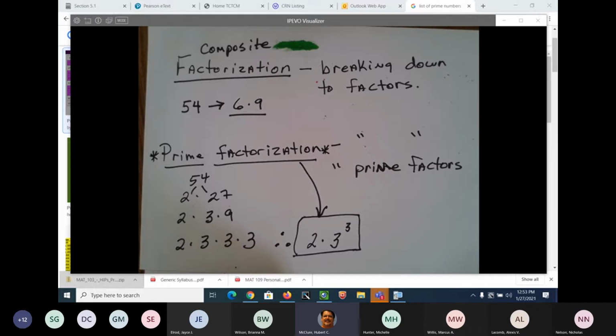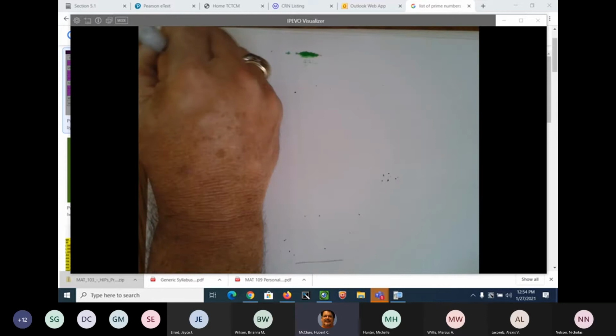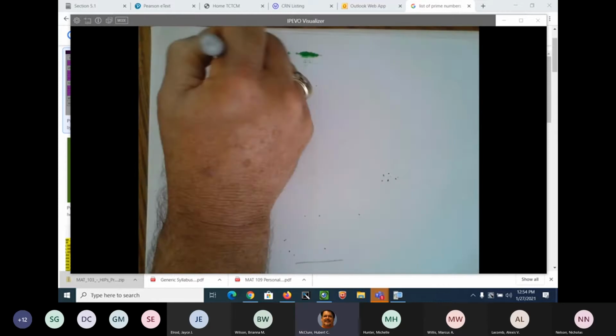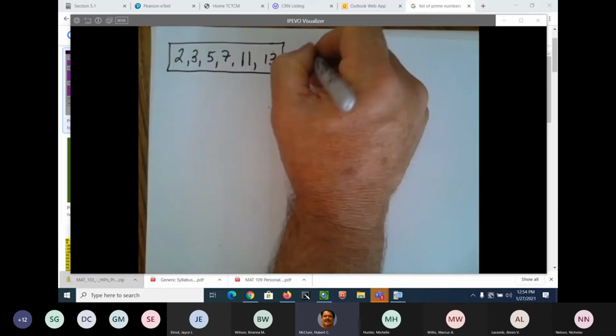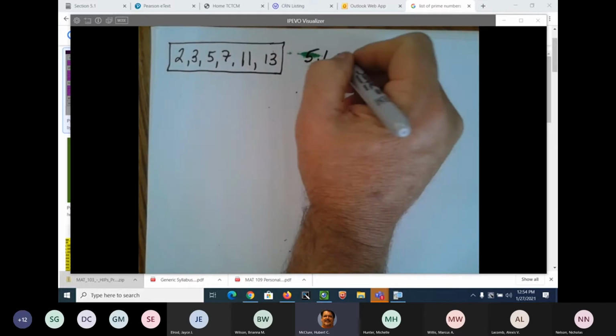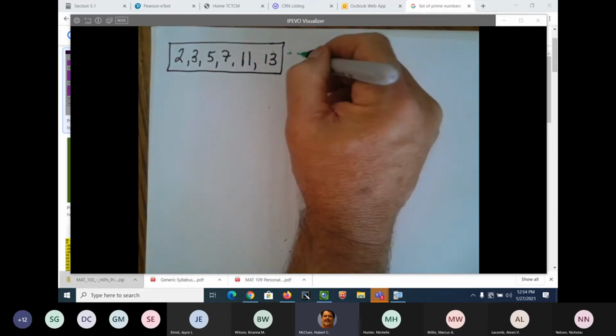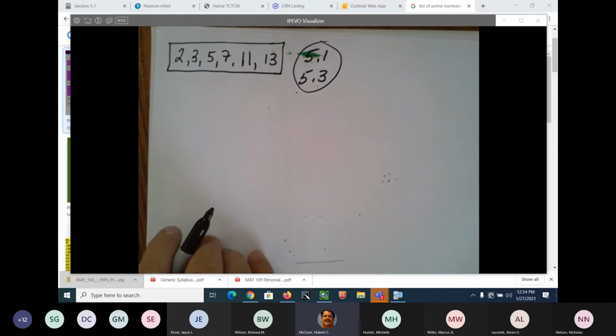I want you thinking in terms of prime factors, and here are the prime factors that everybody should list on these problems. 2, 3, 5, 7, 11, and sometimes 13. Those are the numbers that you're going to be working with in 5.1 and 5.3. 2, 3, 5, 7, 11, and 13.